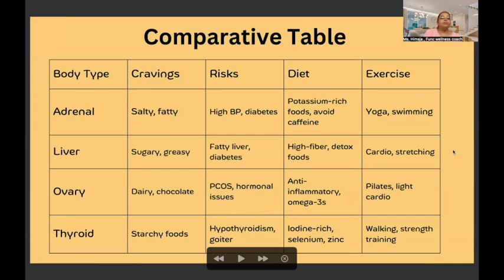And now here is a comparison of whatever we have discussed, so that you will have an understanding of which kind of cravings you are having, what kind of diet you need to focus on, and which exercises you have to take. What are the health risks of going into the respective health issues if you are suffering with that respective body type. We can have a glance and understand this. So this is all about our body type.